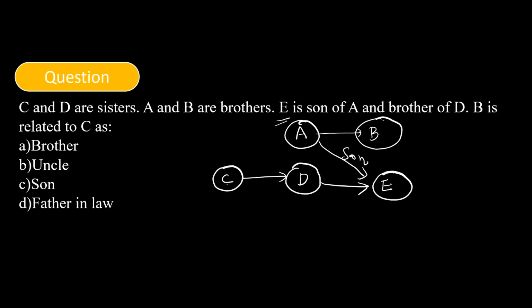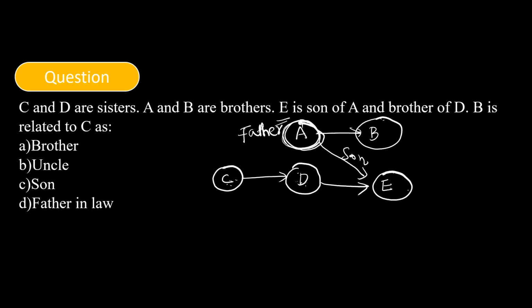That means C and D they are sisters, and E is the brother of D. That means these C, D, E all are brothers and sisters. That means A is the parent of C, D and E. Now, it is said that A and B are brothers. That means this parent is a man. So, this parent is a father. A is the father of C, D and E.